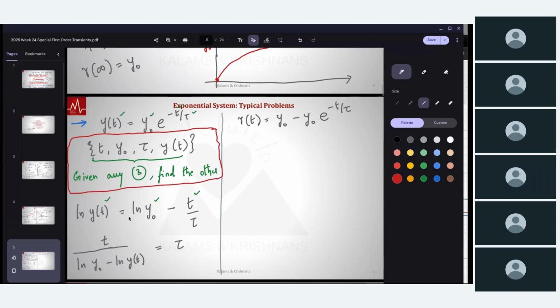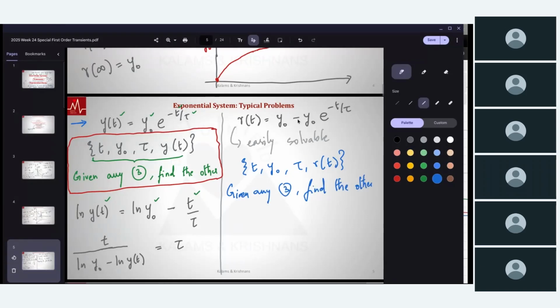Questions on what I have shown? This equation is also easily solvable. Again, given any 3 in this set, t, y naught, tau, r of t, find the other. And quickly, how do you solve this? If you take ln on both sides, in a way this parameter tau is hidden in the power. To undo the power, you have to take ln on both sides.